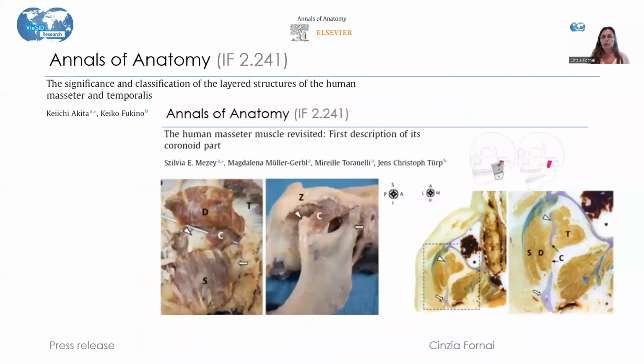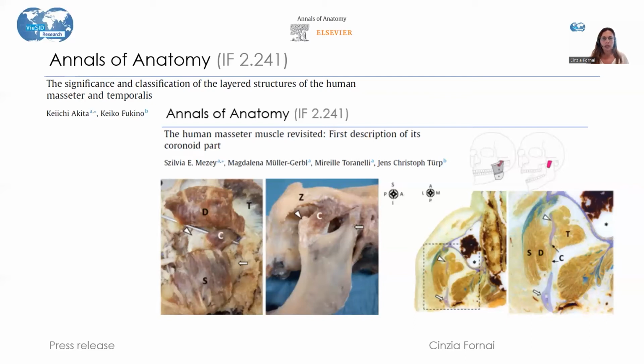The Annals of Anatomy published a review by Akita and Fukimo discussing the anatomy of the human masseter and temporalis in response to a work by Mesi et al., published in the same journal, which we reviewed in the VieSID Press-release of December 2021. Mesi et al. described the third layer of the masseter muscle running from the medial surface of the zygomatic process of the temporal bone to the root and the posterior margin of the coronoid process with diagonally running fibers, suggesting that it stabilizes the mandible by elevating and retracting the coronoid process. Mesi et al. named this muscle coronoid part of the masseter.